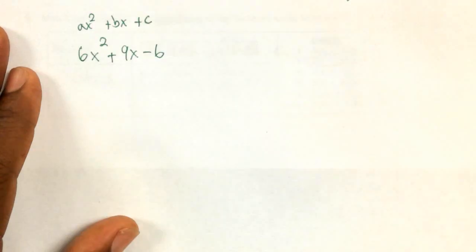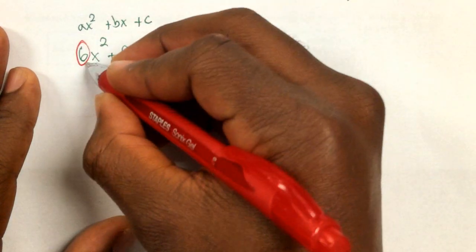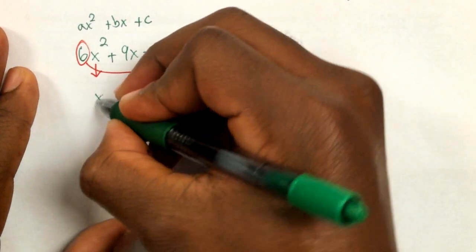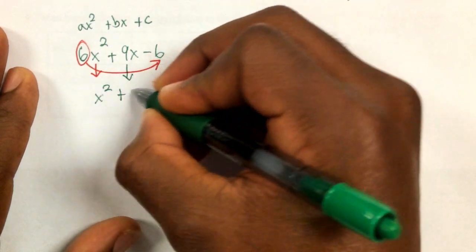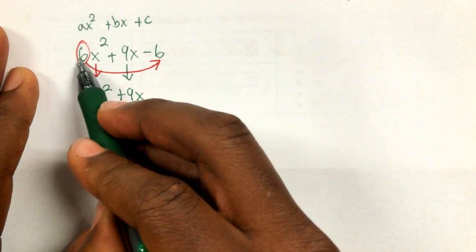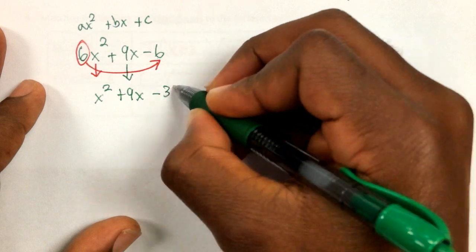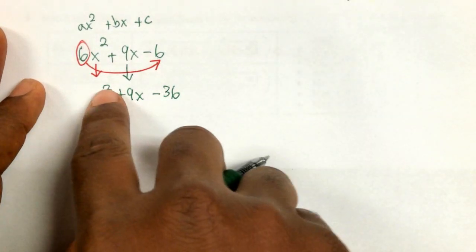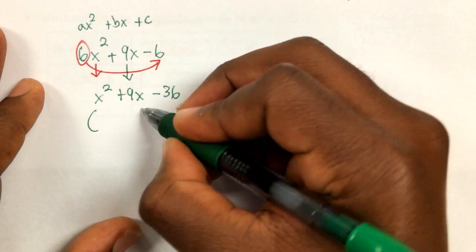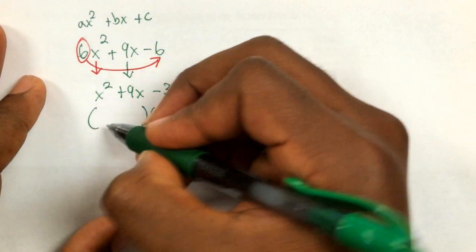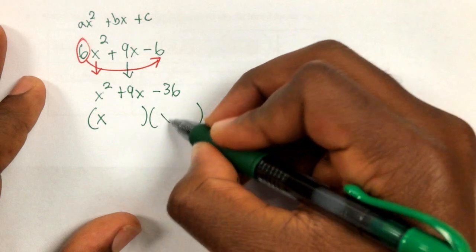So I'm going to take the leading coefficient and slide it to the end. The x squared, I'm going to bring it down, the positive 9x, I'm going to bring it down, and the 6 and the negative 6, I'm going to multiply them to get negative 36. Now I'm going to go ahead and factor it, so I'm going to write 2 pairs of parentheses. Then I'm going to write my x and my x.